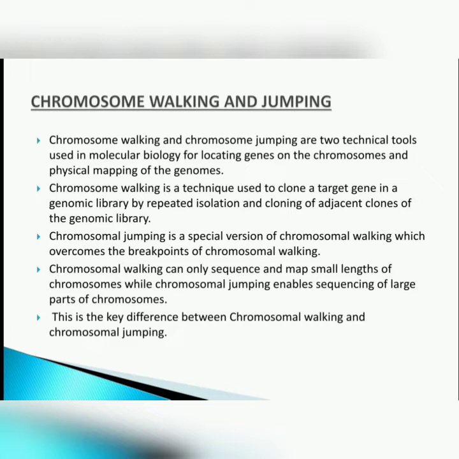Chromosomal jumping is a special version of chromosomal walking which overcomes the breakpoints of chromosomal walking. So the disadvantages of chromosomal walking can be overcome by using chromosome jumping. Chromosomal walking can only sequence and map a small length of chromosome, while chromosomal jumping enables sequencing of large parts of the chromosome. This is the main difference between chromosomal walking and chromosome jumping.